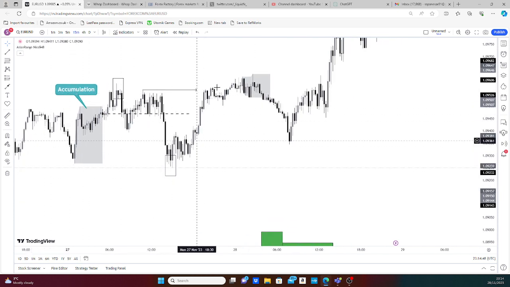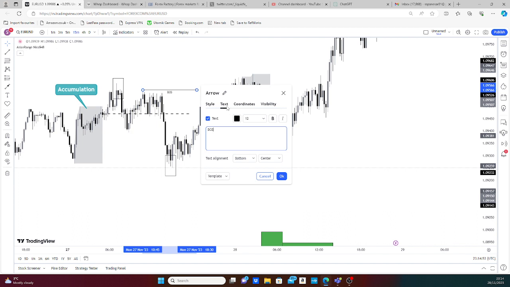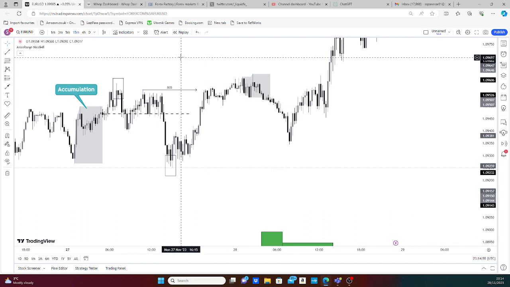Accumulation, manipulation, distribution going up. Yeah, the distribution is confirmed with the breaker structure over here. Now, where can we enter? Where's our order block, right?